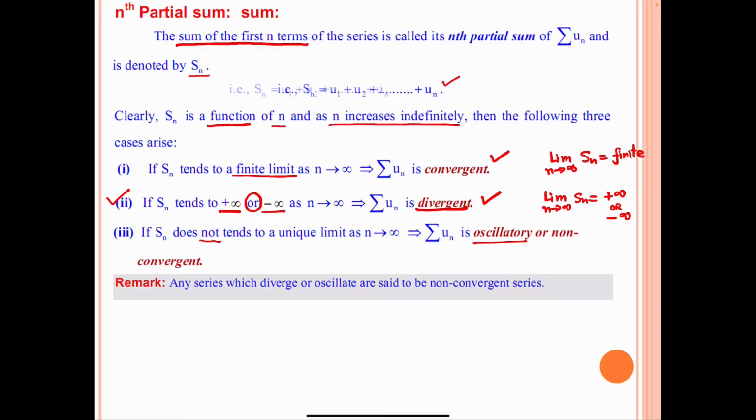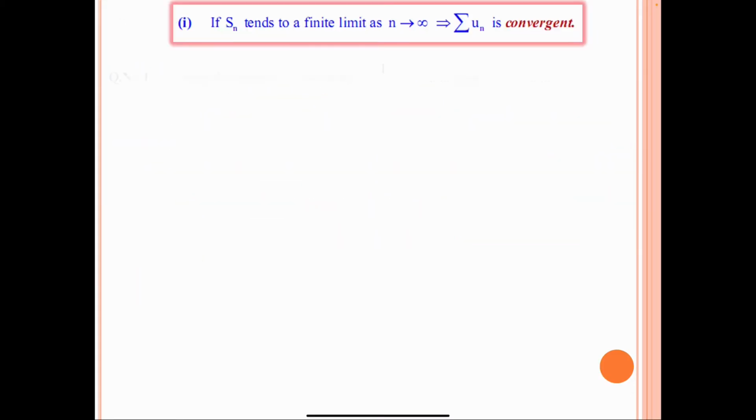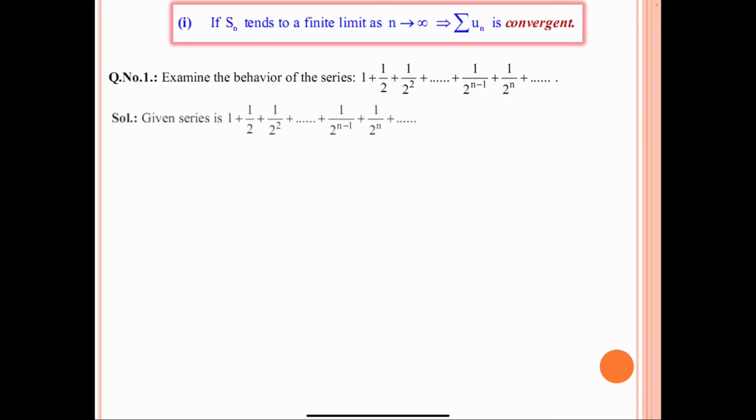So first point is, examine the behavior. First example is to examine the behavior of this series. Obviously this is an infinite series. So first write the given series. Then the first step is to write the nth partial sum, that means write Sn. So how can we write Sn? Sn is equal to 1 plus 1 by 2 plus 1 by 2 square plus and so on up to nth term.